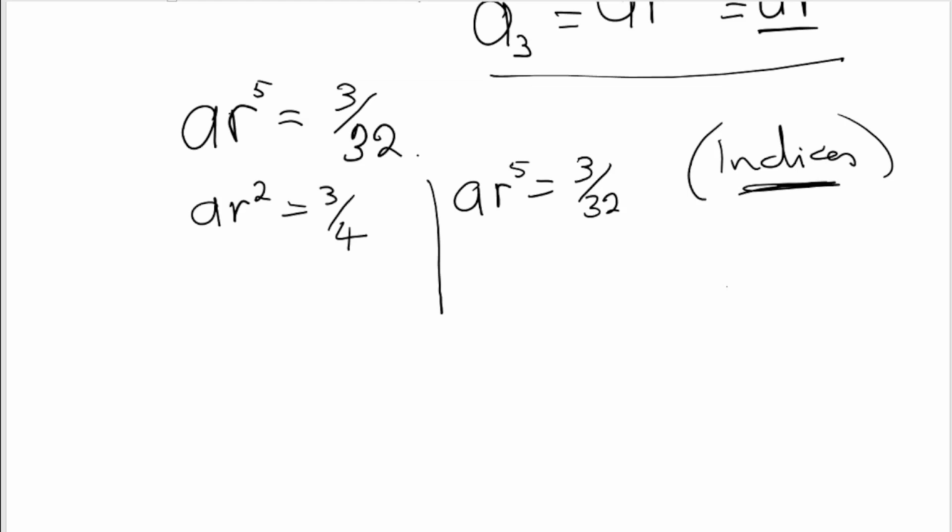Now, using the knowledge of indices, we can split this and it can be written as a r to the power 2, times r to the power 3, and is equal to 3 over 32. Somebody might ask, but will that work? Yes. Multiplication of the same number with the same base, we simply add the powers. So 2 plus 3 will still give us 5.